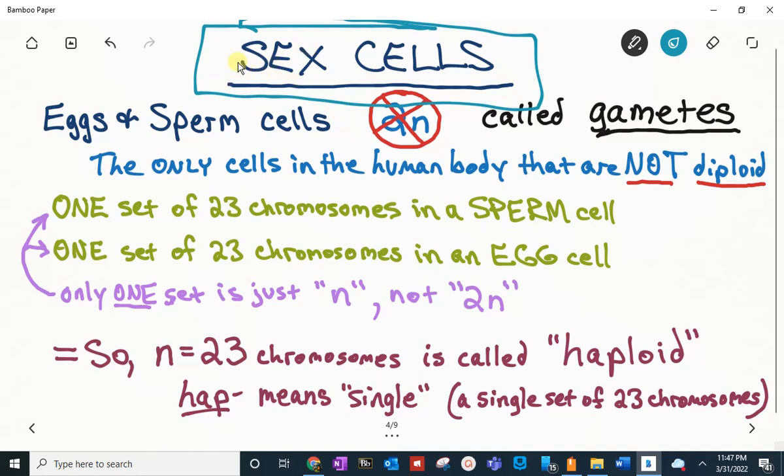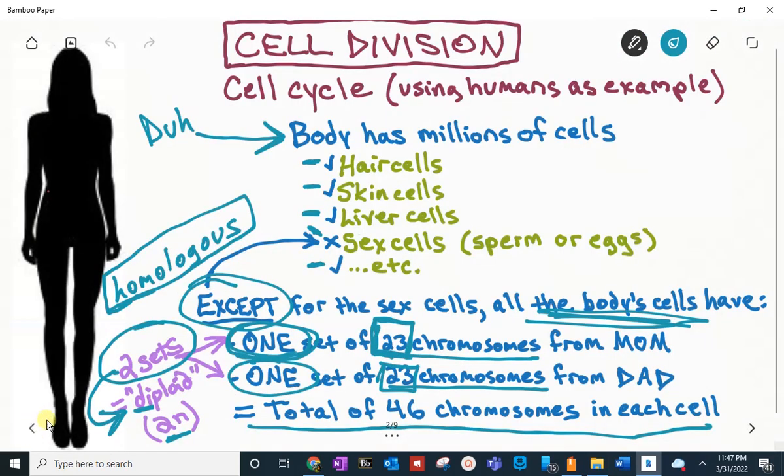So now the sex cells, this is the exception, because everything else goes through just mitosis and divides. But the sex cells are a little bit different. Now, what do I mean by sex cells? Sex cells are the specific cells. Remember when I went back? Let's go back to the picture of the lady.